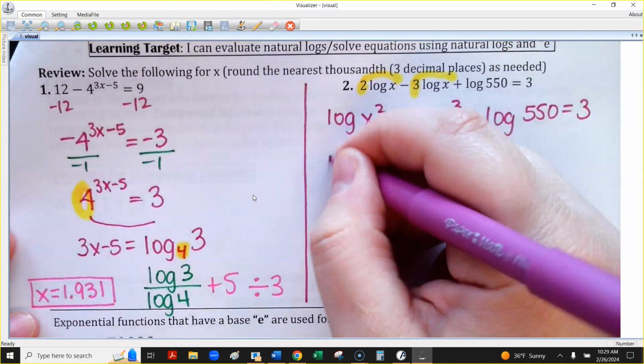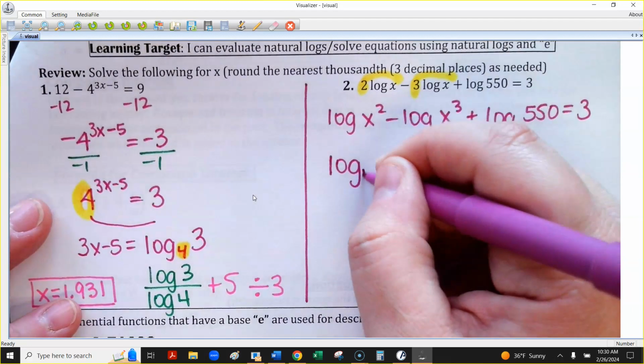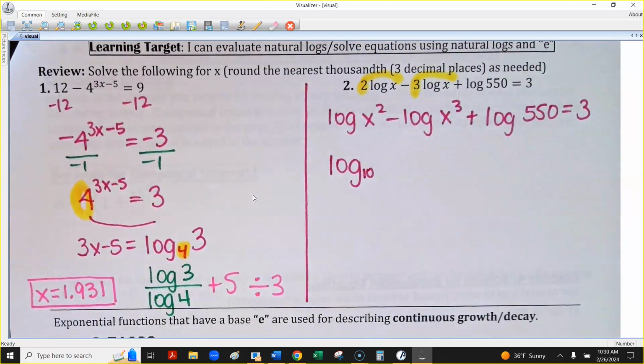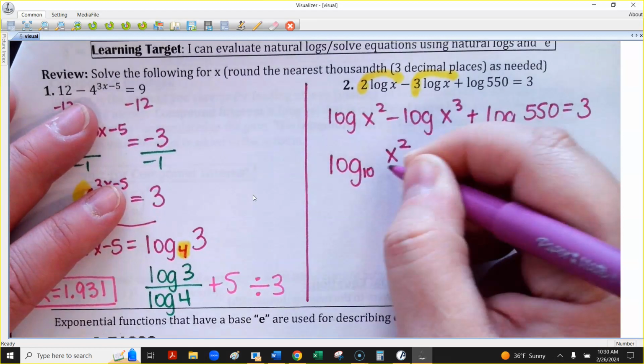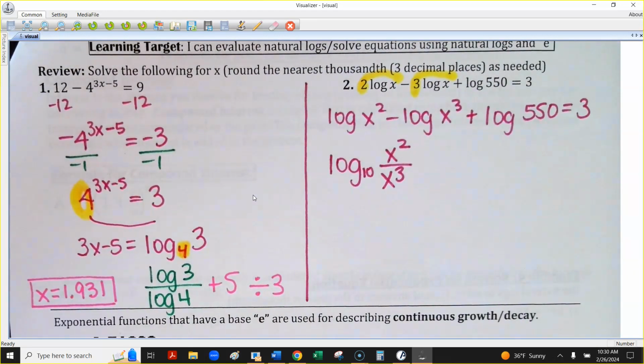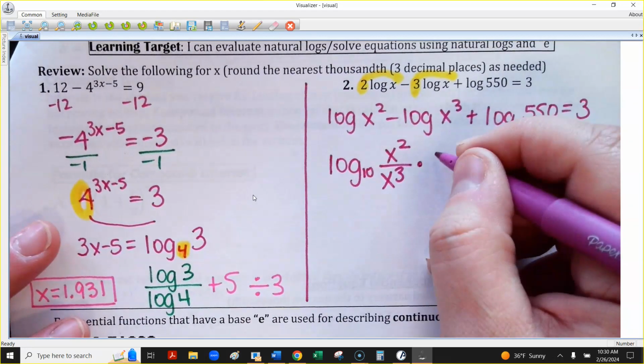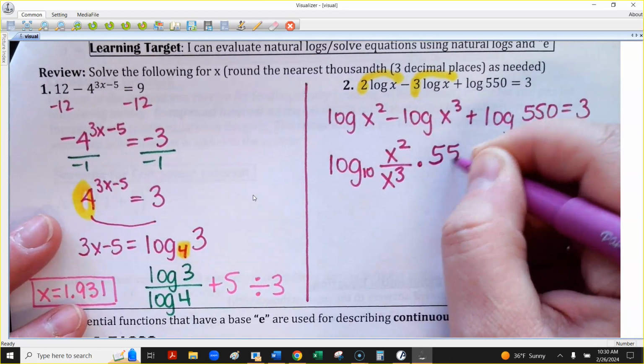So log, and if I don't have a subscript, my subscript is 10, right? So I might go ahead and just write that in here real quick. If it's just the word log, it's called the common logarithm. It's assumed to be base 10. Now, what I would do first, we would have the x squared, subtraction turns into division, divided by x to the third, and then after that I have multiplication. So then it would be that whole fraction times that 550.